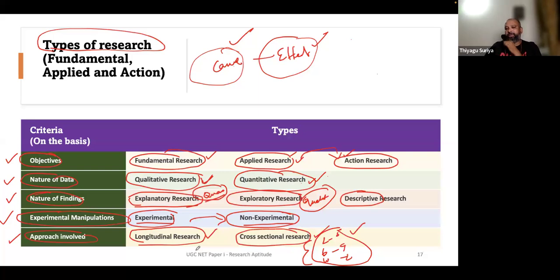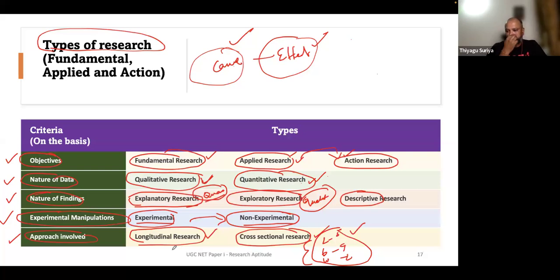The difference between longitudinal and cross-sectional: if you are taking the same sample representation and observing for a long time and doing the research, it's called longitudinal. But instead, if you are comparing different groups of people at the same time and doing the research, it's called cross-sectional. Hope you are getting these different types of research.